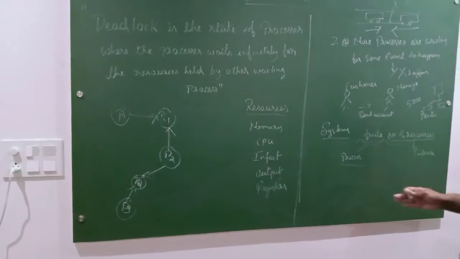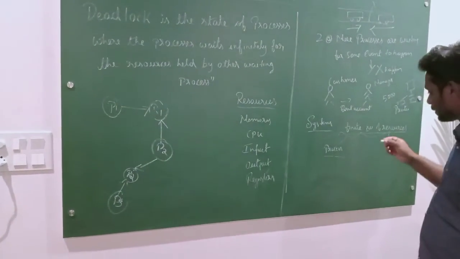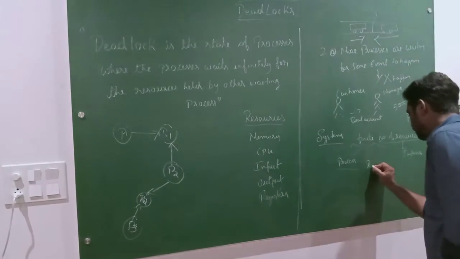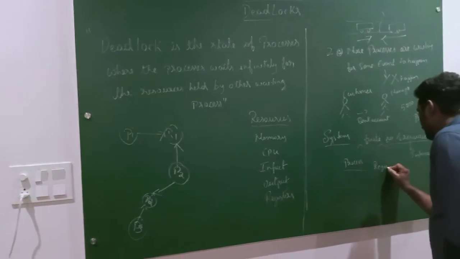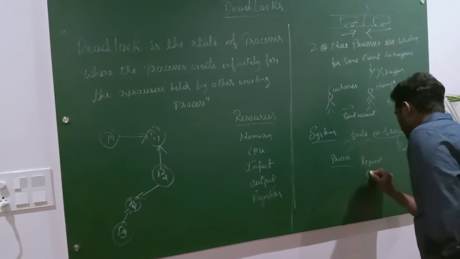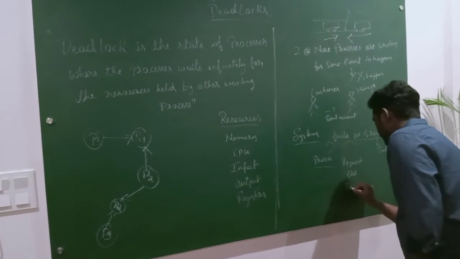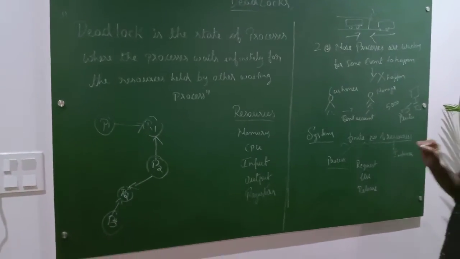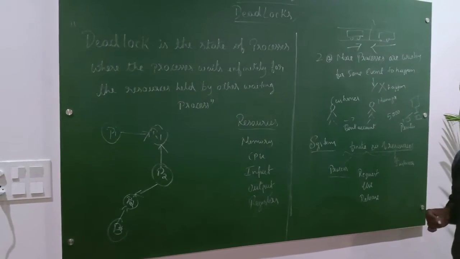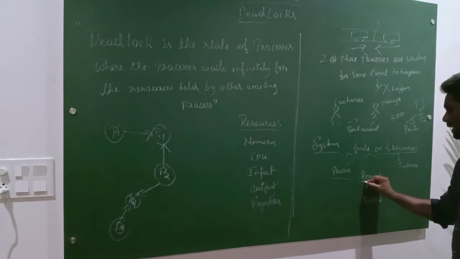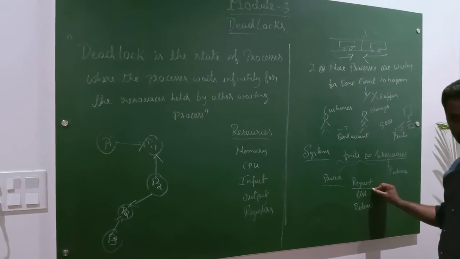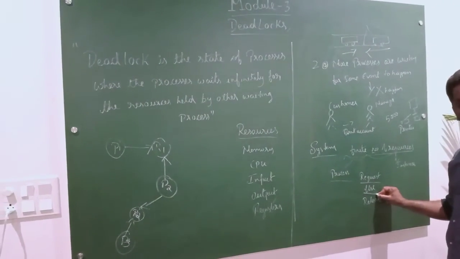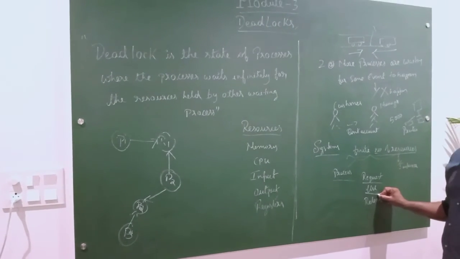They also said there are some conditions on how a resource can be utilized. There are three things, namely request, use, and release. Whenever a process wants to use a resource, before using it, it has to request the resource. Once it has requested, it will be allocated. Then the process can use the resource for execution.